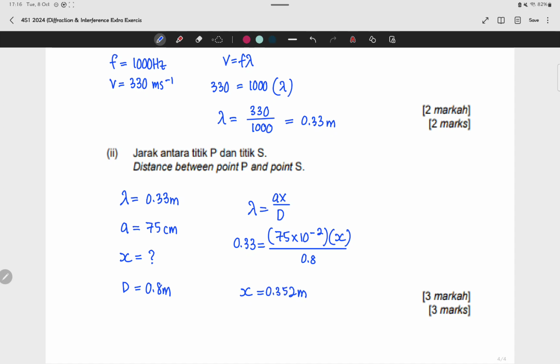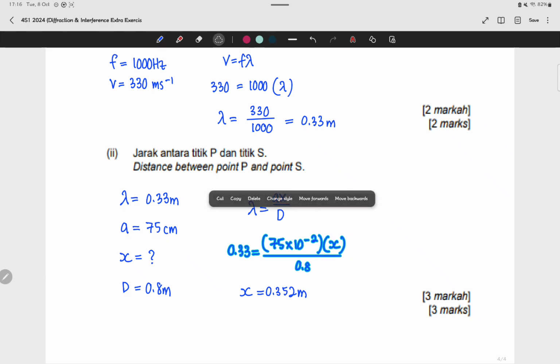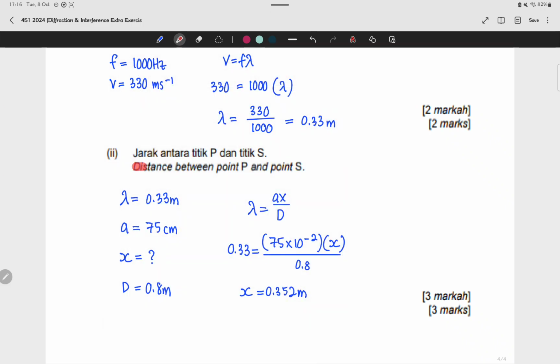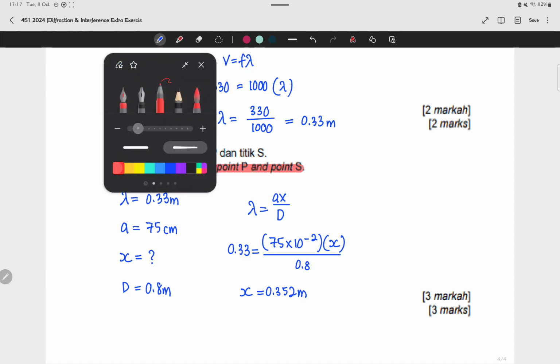Okay, a lot of you will stop here, which is wrong. You will stop at 0.352, which is wrong. Why? What do they want now? Distance between who? Sorry, they want distance between P and S. So, what does x represent? x represents what?